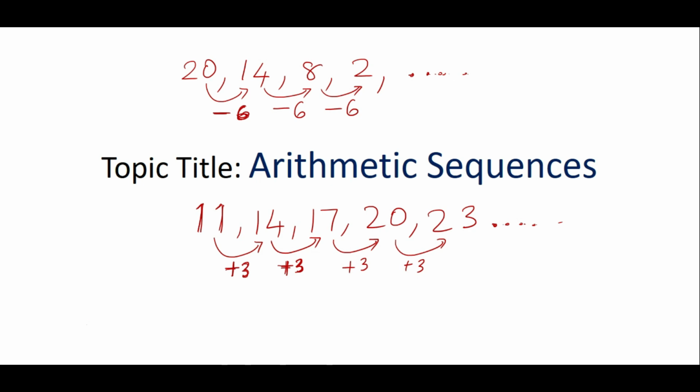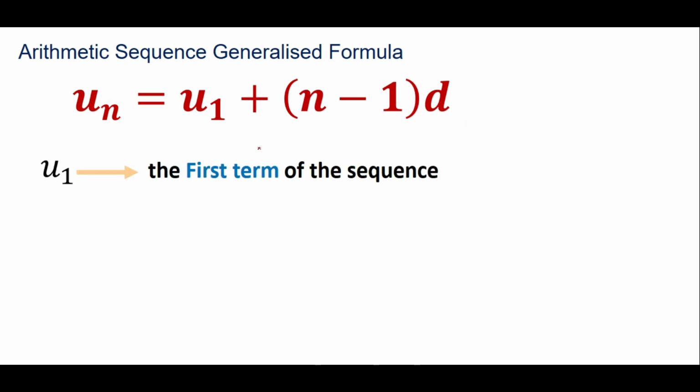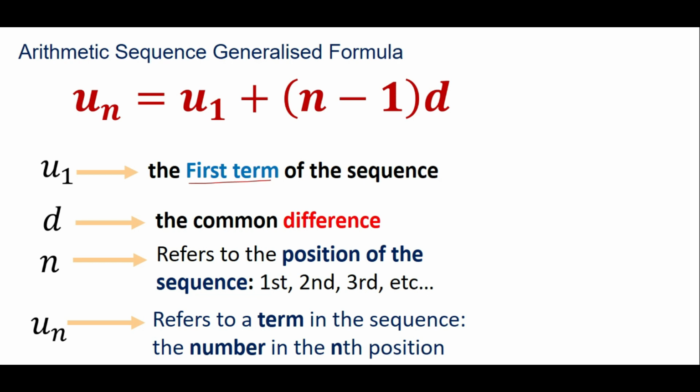Now let's start the main topic. The generalized formula for the arithmetic sequence, or the nth term formula, is given by un is equal to u1 plus n minus 1 d, where u1 stands for the first term of the sequence, d is the common difference, n refers to the position of the sequence, whether it's the first, second, third or fourth term that you're talking about. So n stands for the position, and un refers to a term in the sequence. The number in the nth position can be defined by un.